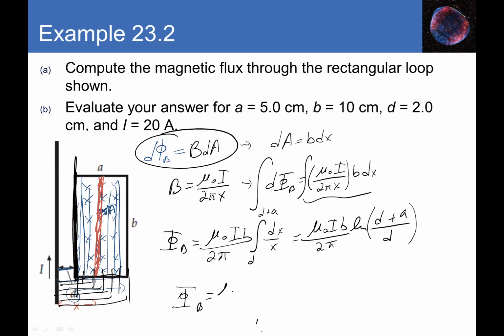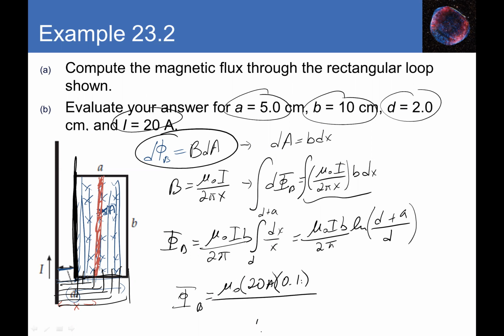So I have then mu naught times the current, which for part B is given that A equals 5 centimeters, B equals 10 centimeters, D equals 2 centimeters, and current equals 20 amps. So we plug in those values, right? So B is 0.1 meters, then this guy, then 2 pi, then we have ln.